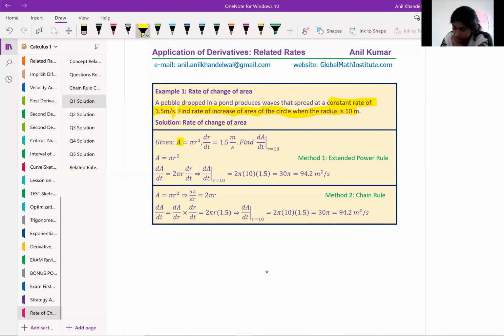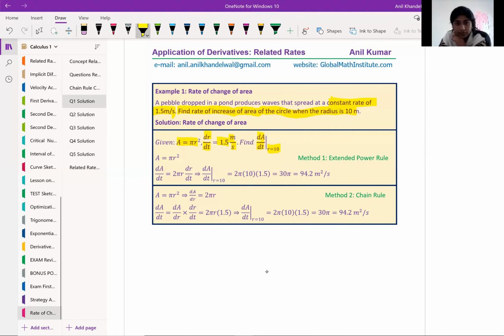Now, clearly write down what is given and what you need to get. Area we know has a relation, pi r squared, which is always given in your formula sheet. We are also given that the rate of change of radius is 1.5 meters per second. It's important to see the units. Sometimes they will say kilometers, and you might have to change the units. What you need to find is the rate of change of area when the radius is 10. Another way of writing this is dA/dt at r equals 10.